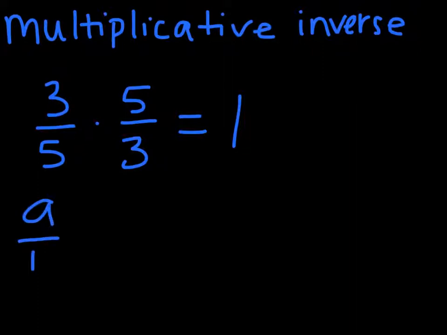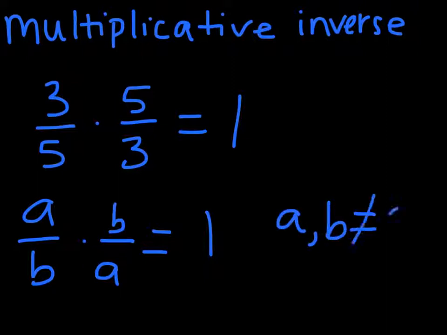If we had a coefficient of a over b, the multiplicative inverse would be b over a, and when we multiply them across, our answer would be 1. This is assuming that neither a nor b is equal to 0. Let me show you an example.